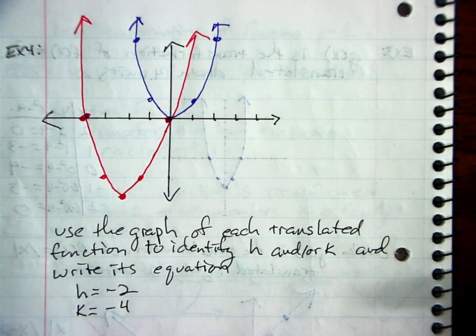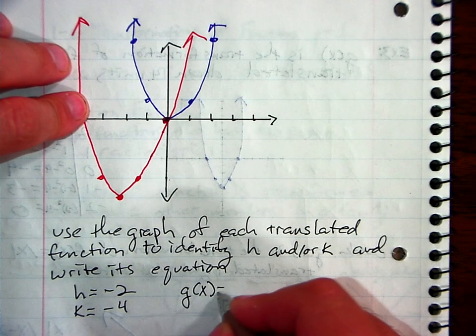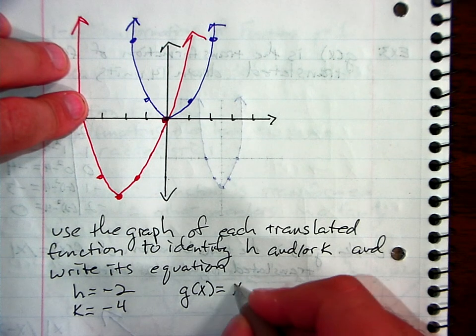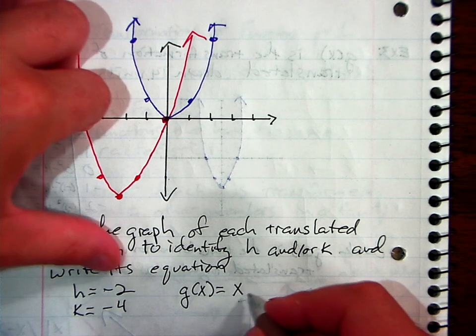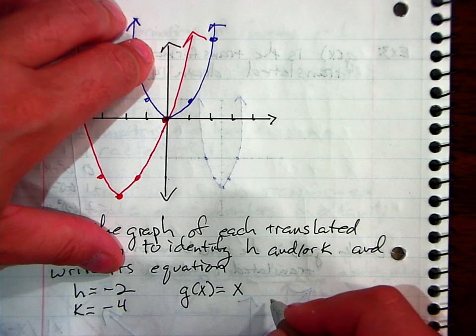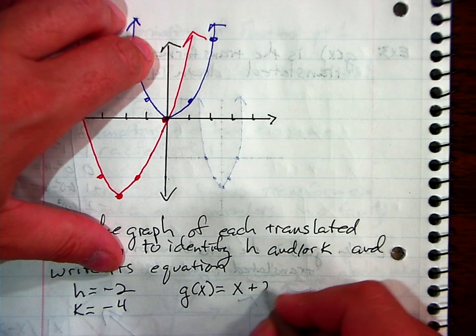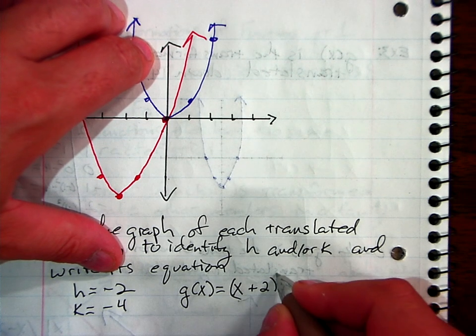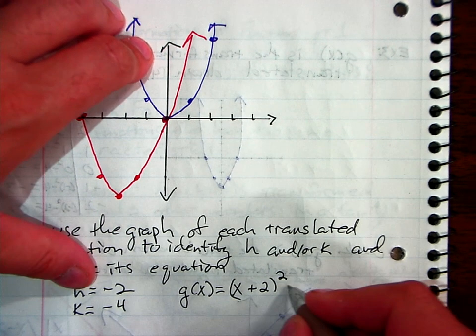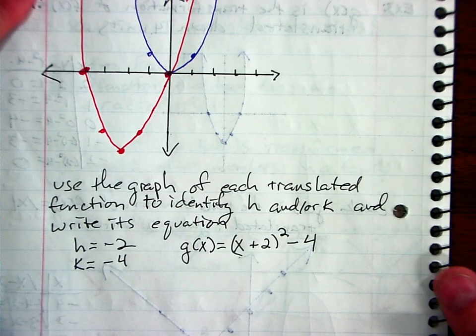Yes, I can. So g of x equals x. Is it good math to write minus negative 2? No, so 2 negatives equal a positive plus 2, and this is a parabola, so it's going to be squared, and then k means we go down 4. So that's my final answer.